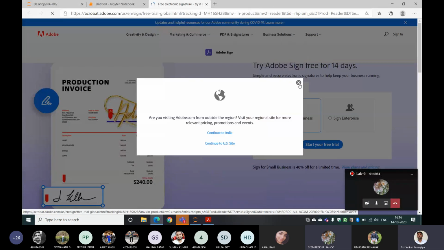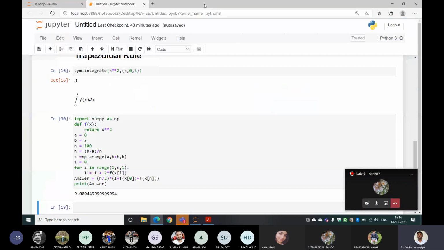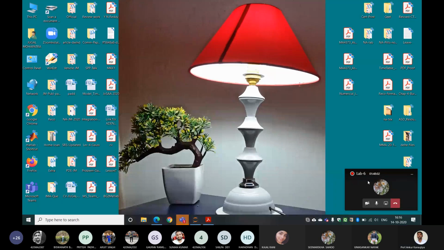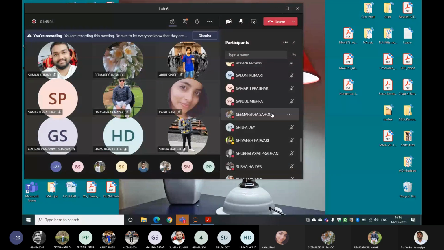Seema Rekha Sahu, can you tell me what is the difference between composite trapezoidal and normal trapezoidal rule? Is there any difference or both are same? It is already discussed in the class, composite and normal. Can you tell me the difference? Sanjul Misra? The difference between composite and normal trapezoidal rule?